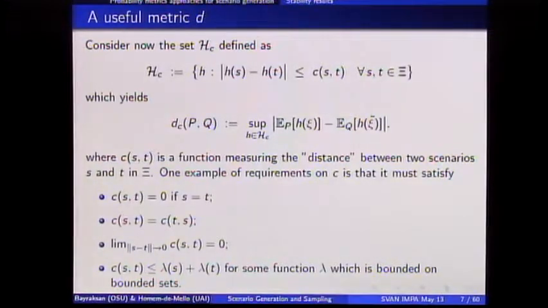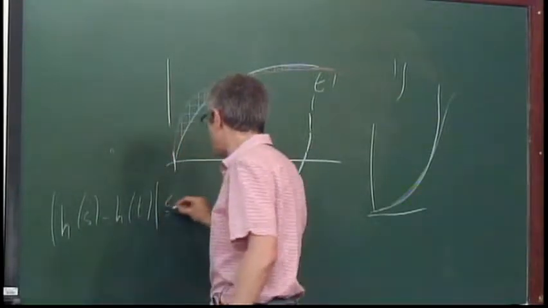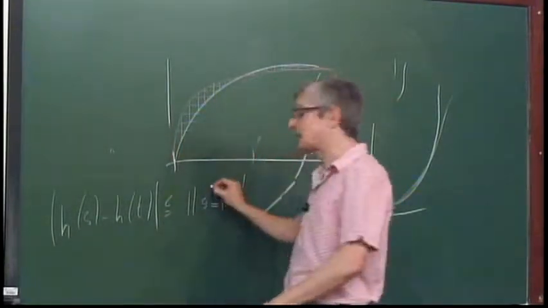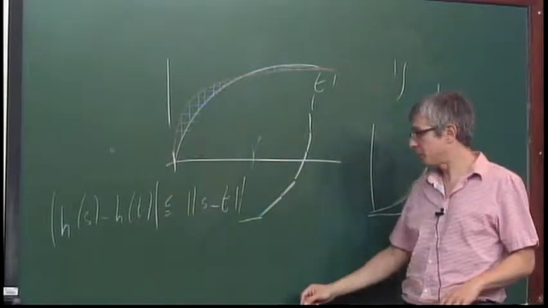Okay, so now let's consider yet another set, which we're going to call HC. Those will be the functions that are sort of like a Lipschitz function, except that instead of having the norm of S minus T, we are going to change this by some kind of quote-unquote distance function between scenarios. Because that's what the Lipschitz one was doing: we're saying HS minus HT is less than, in absolute value, S minus T. This will be the standard Lipschitz of order 1, of constant 1.